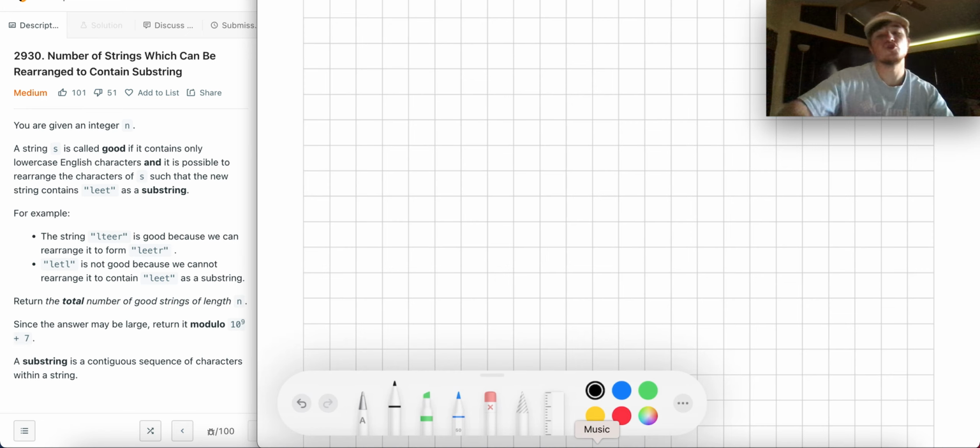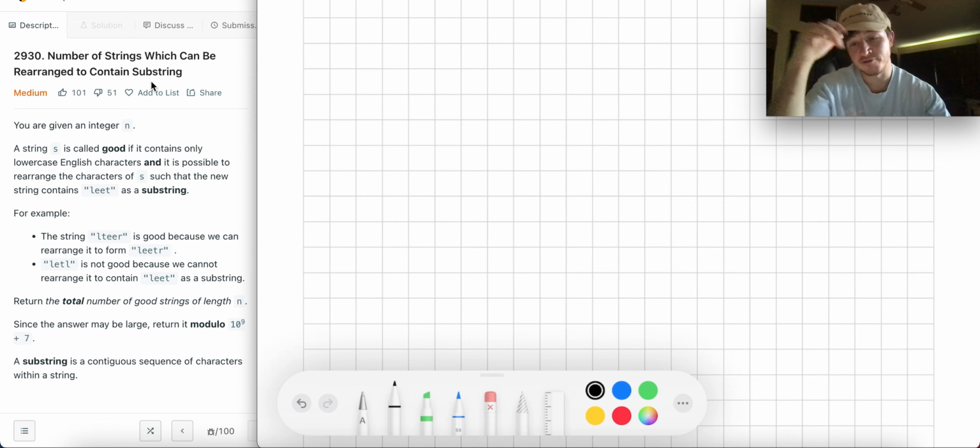We're going to do problem 2930, Number of Strings Which Can Be Rearranged to Contain Substring. Now, forewarning, this really isn't a standard data structures and algorithms problem.